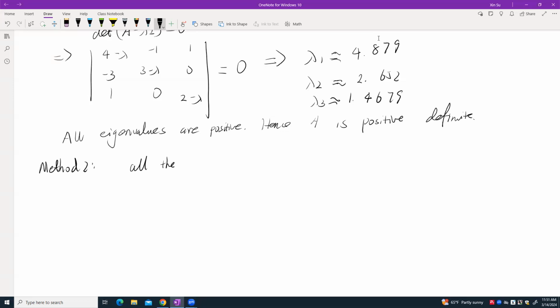And then method 2 is: all the leading principal matrices, the determinants of the leading principal matrices, are positive. And this one is easy to calculate.